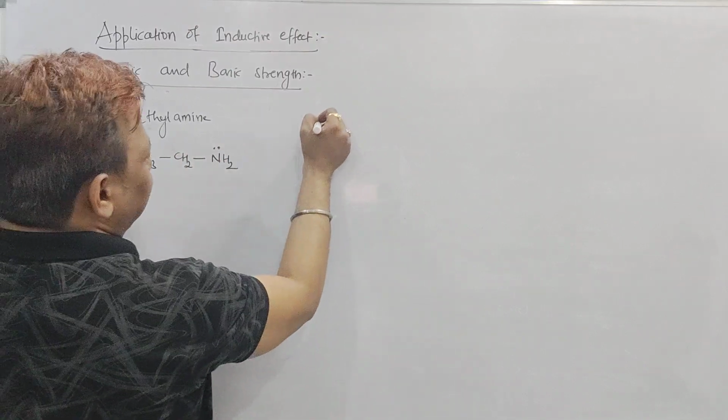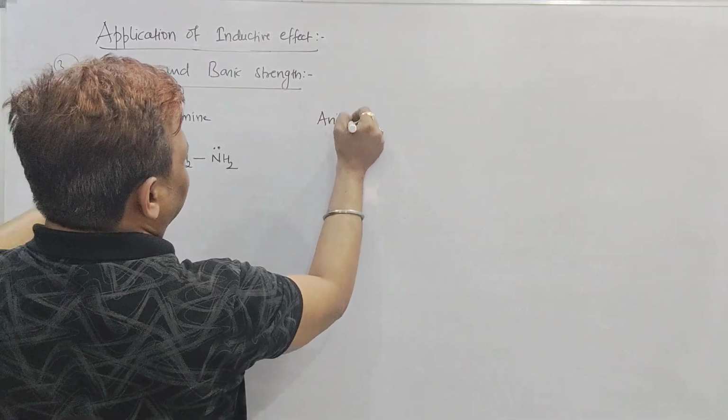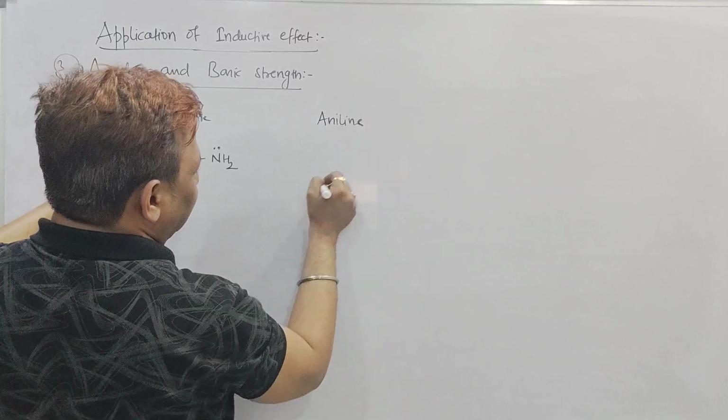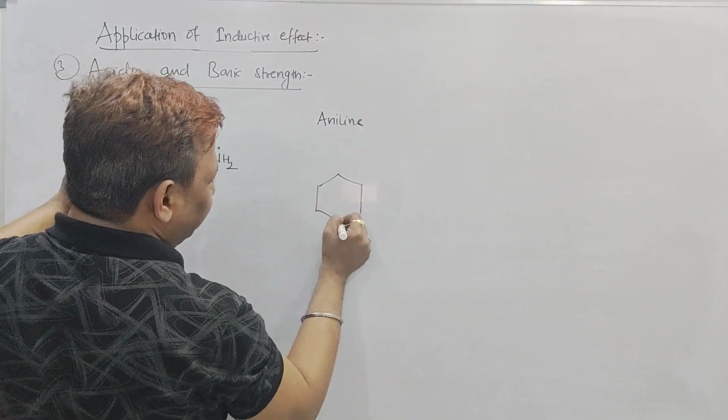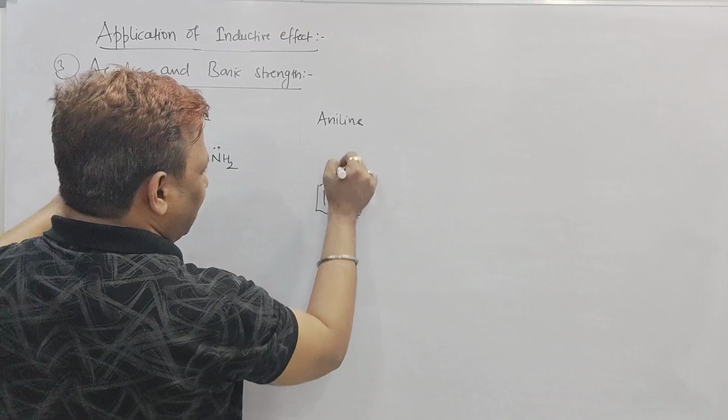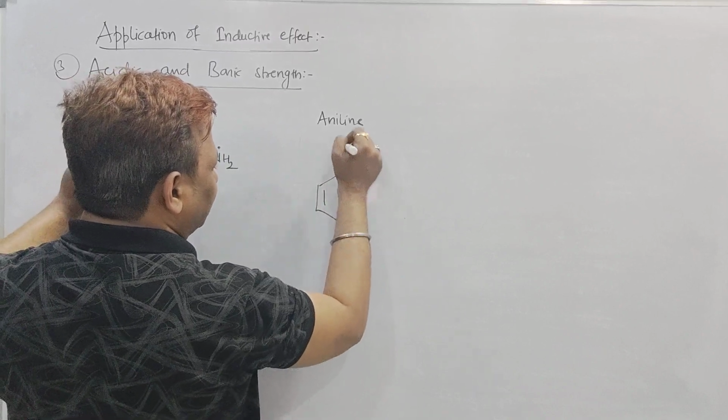But another example is aniline. Aniline. Sir, how to write aniline? See, this is a benzene ring having alternate pi bonds, and it has the NH2 group.